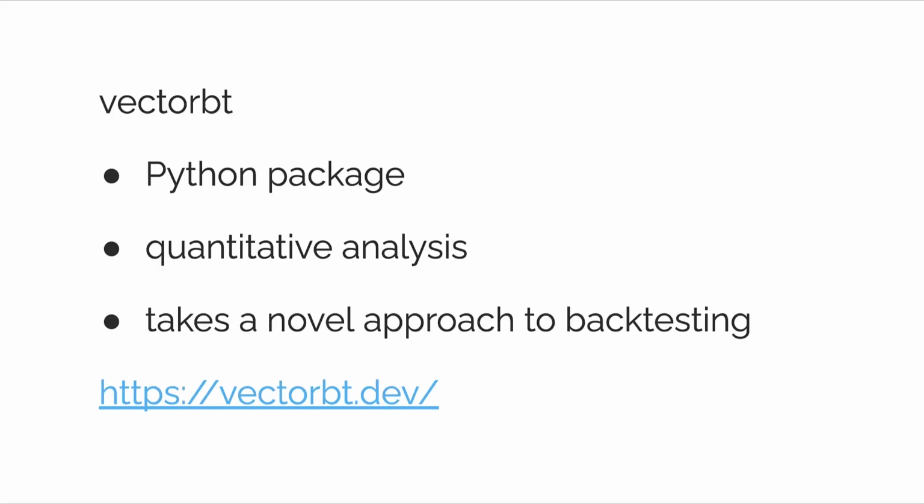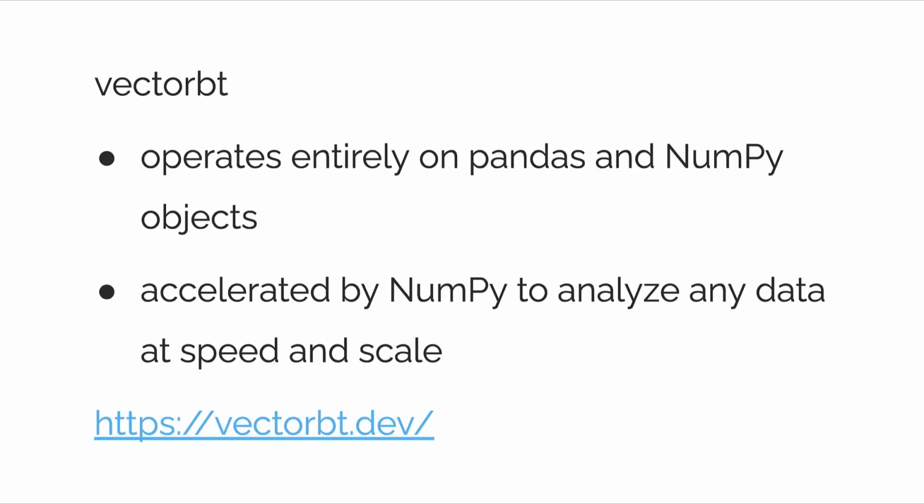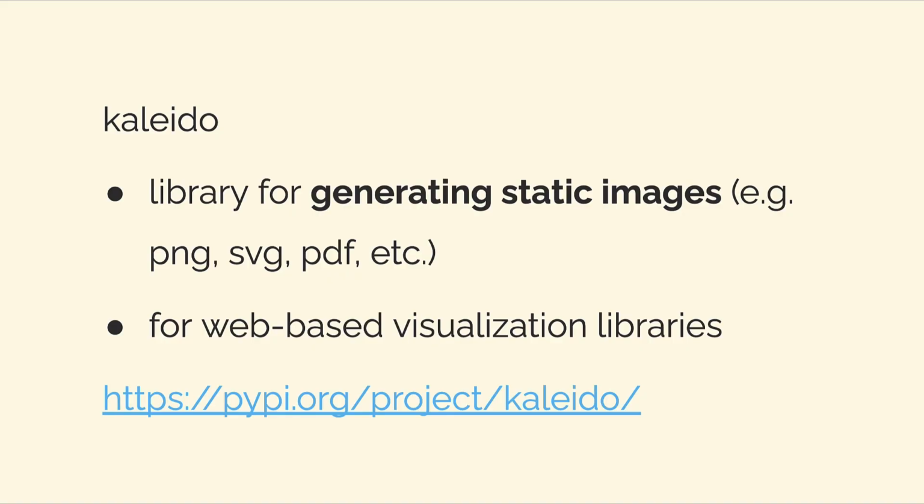We're going to use several libraries to help us in our project. VectorBT is one library that we will use. This is a Python package for quantitative analysis. VectorBT takes a new approach to backtesting, so it will be useful for our project. VectorBT operates entirely on pandas and NumPy objects, and it's accelerated by NumPy to analyze any data at speed and scale. As well, we're going to use the Kaleido library.